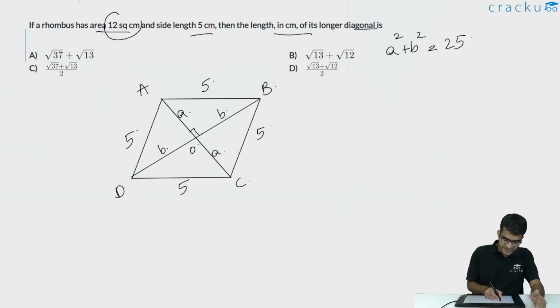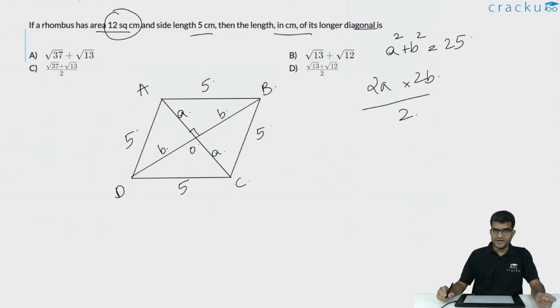We are given the area of the rhombus. The area of the rhombus is 12 square centimeters. What does this mean? The area of a rhombus is the product of the diagonals divided by 2. One of the diagonals over here is 2a and the other one is 2b. So this is the product of the diagonals. You divide it by 2 and then you will get the area of the rhombus. So this would imply that this is equal to 12, or the value of a into b is equal to 6.